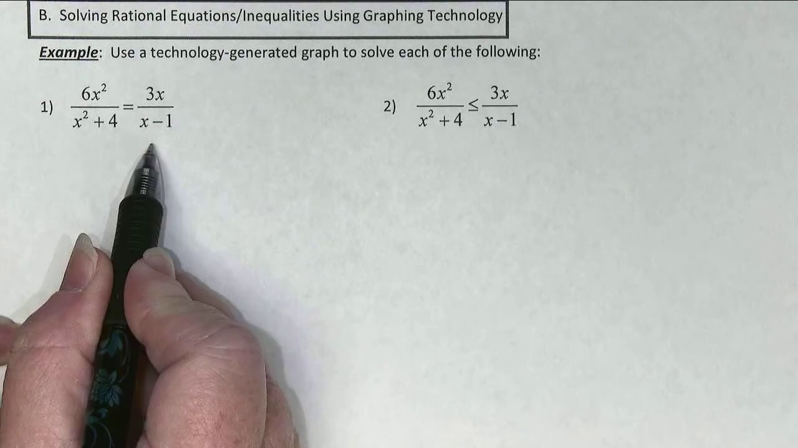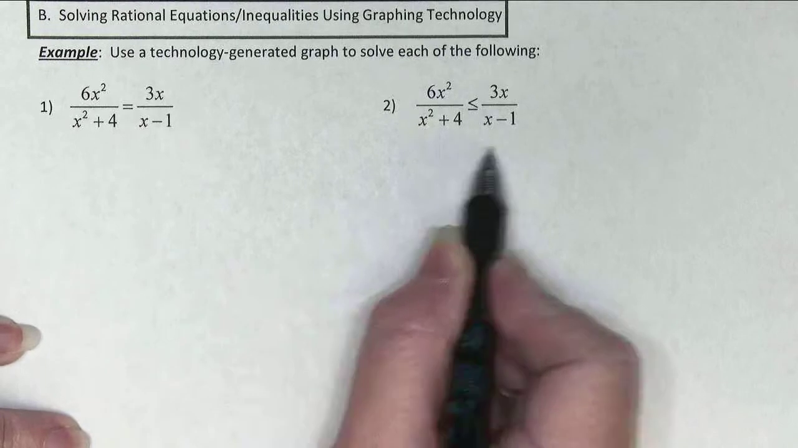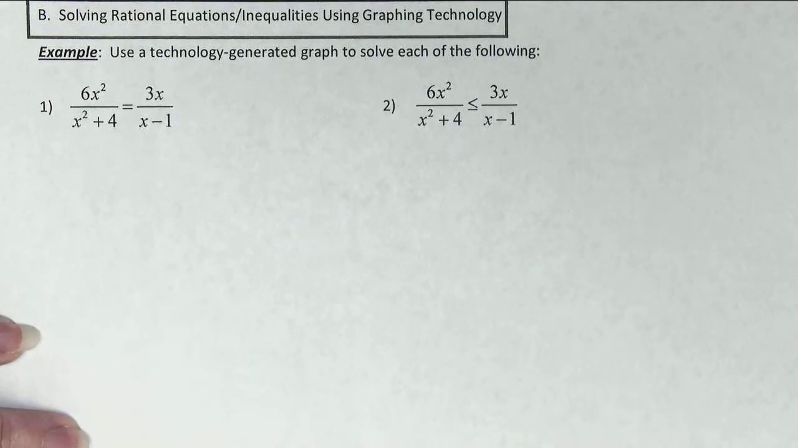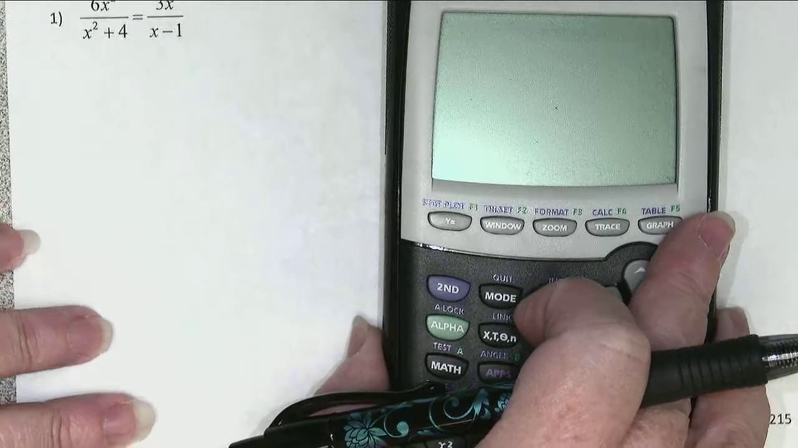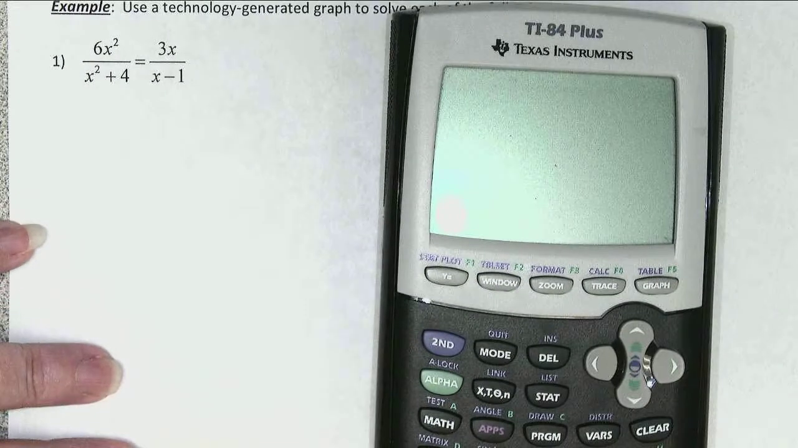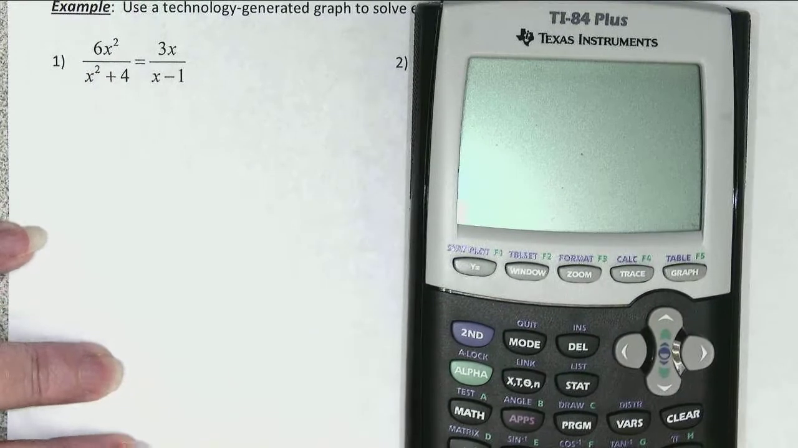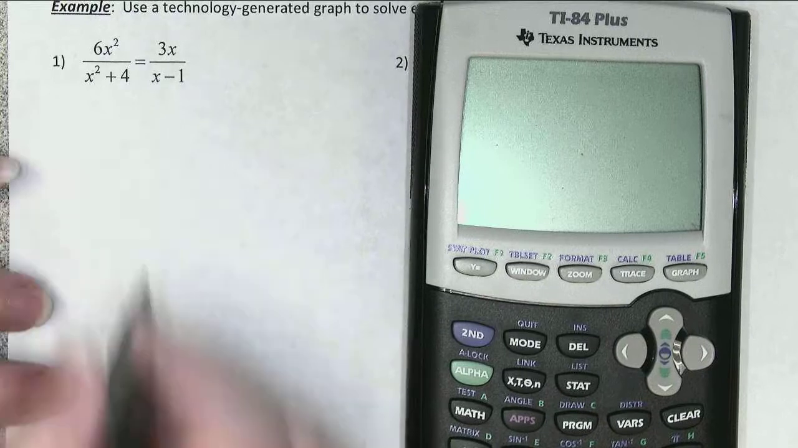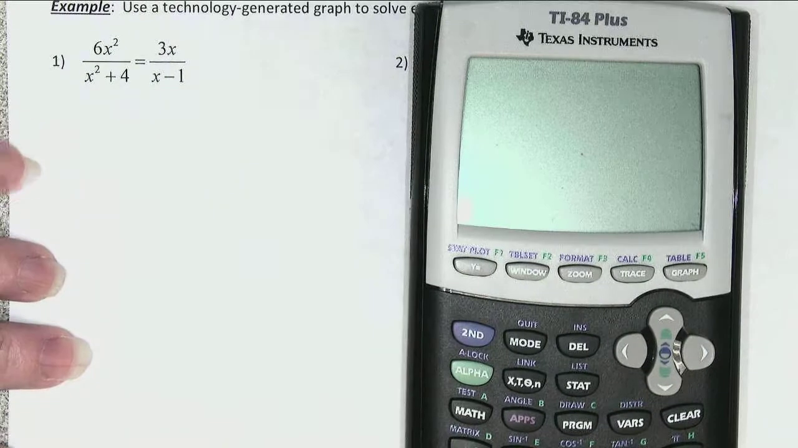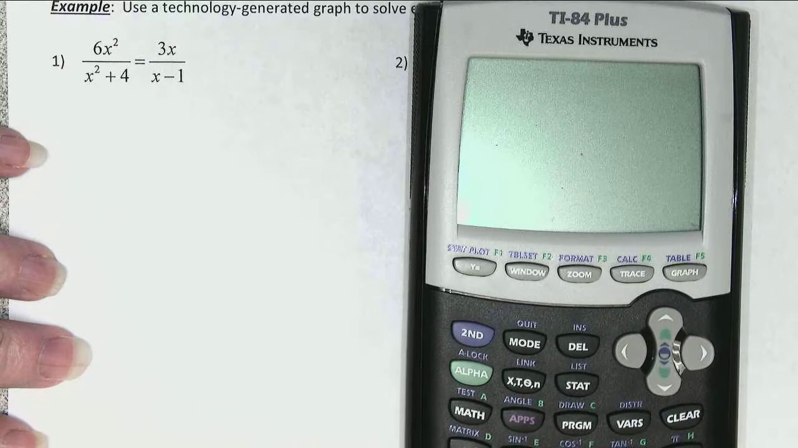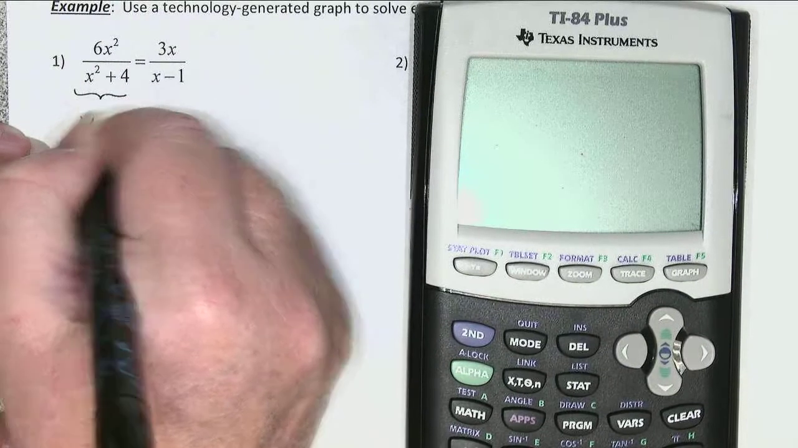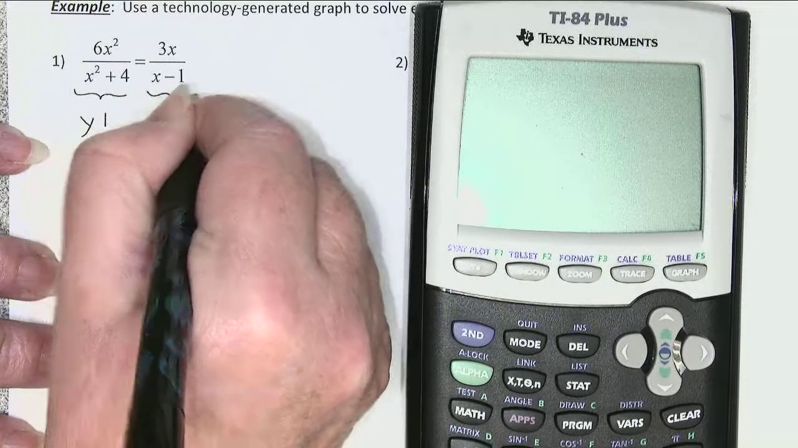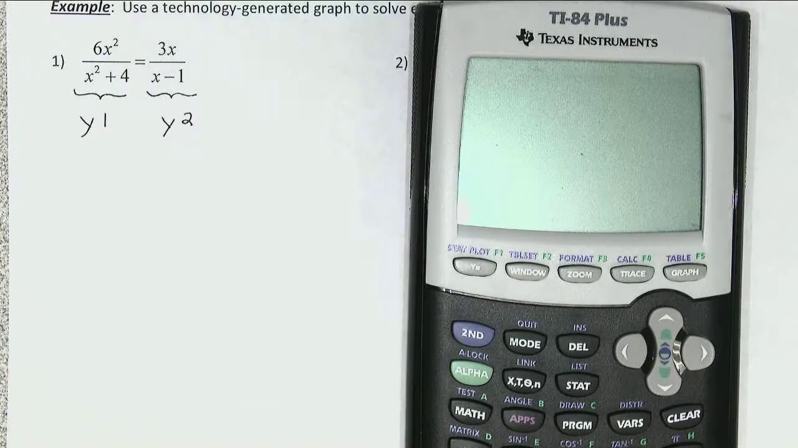I'm going to take a look at an equation and then an inequality with the same two rational functions. And we'll start with the equation. Using my technology, I've got my calculator up here, but of course you can also use Desmos or another graphing device. To find out where two expressions are equal, we really are just looking for where they intersect on their graphs. So I'm going to put this one in as my first function, y1, and I'll put that one in my second function, y2.